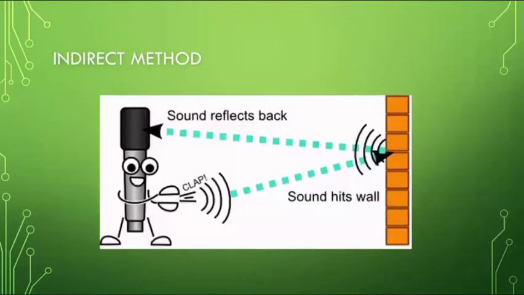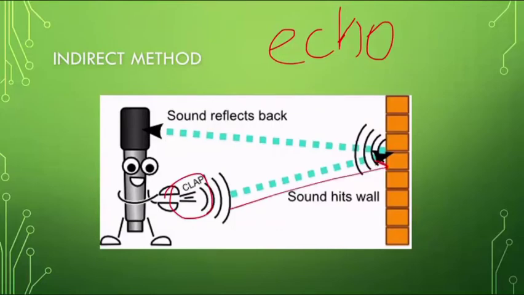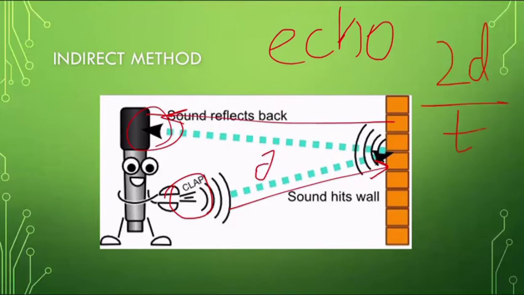Then the indirect method for the calculation of the speed of sound, that is through echo. What is echo? Echo is the reflection of sound, or the repetition of sound due to reflection of sound. So what happens? You use a clapper to produce a sound wave that hits the wall, and it bounces back, and it's detected over here. And through that, you can calculate it. But here, the sound wave is traveling double the distance, right? And so you use the formula 2d upon t instead of speed equals distance upon time, because it's traveling double the distance.